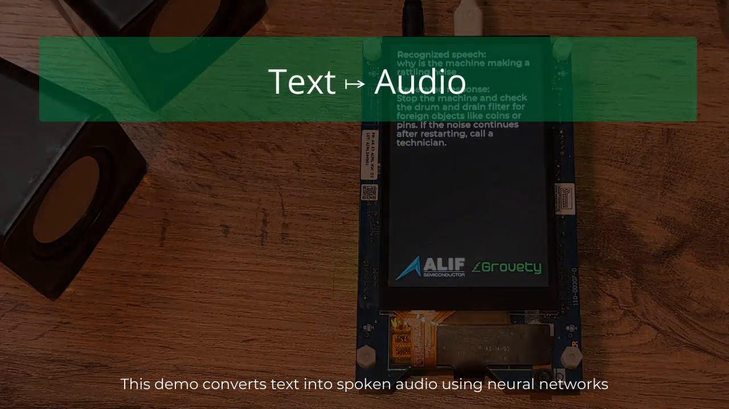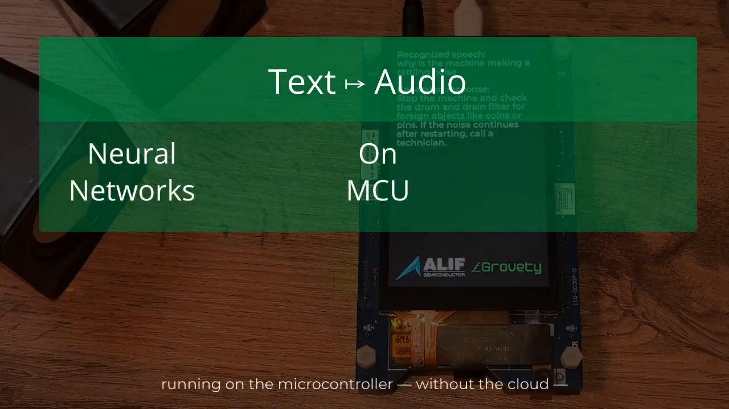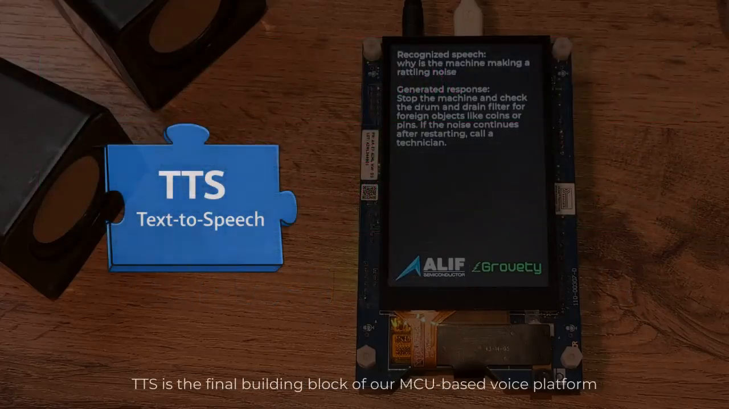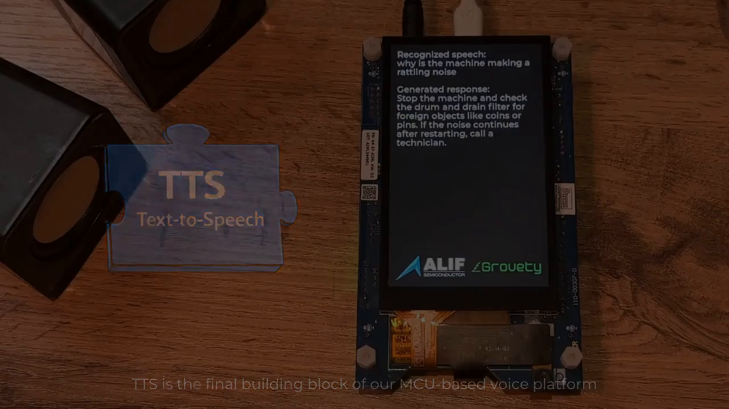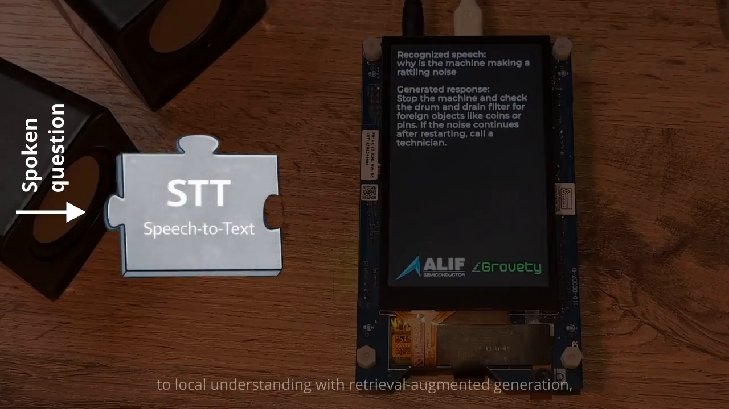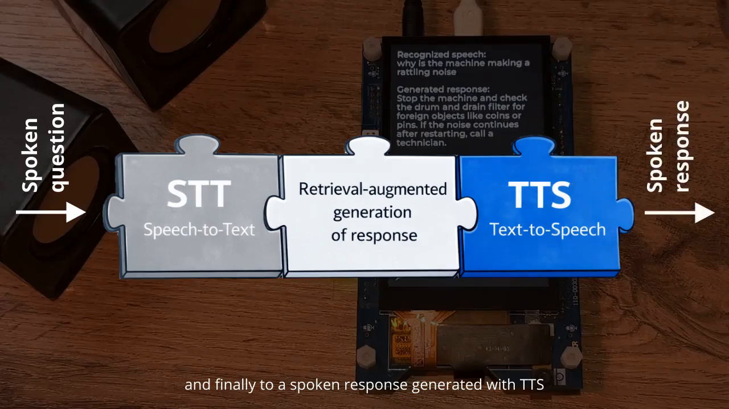This demo converts text into spoken audio using neural networks running on the microcontroller, without the cloud, known as text-to-speech, or TTS. TTS is the final building block of our MCU-based voice platform. The full pipeline goes from a spoken question and speech-to-text to local understanding with retrieval-augmented generation, and finally to a spoken response generated with TTS.